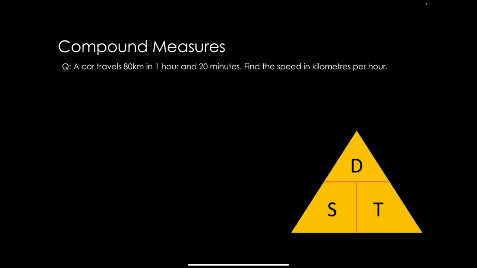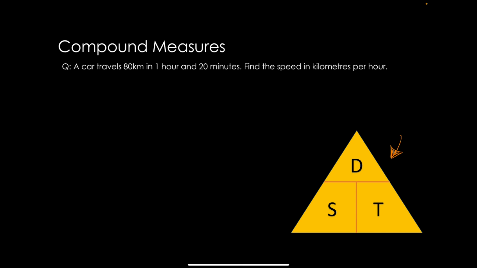Okay, let's have a look at another example. A car travels 80 kilometres in 1 hour and 20 minutes. Find the speed in kilometres per hour. Again, if you want to pause the video and have a go at that first, you can use your triangle now. And then press play for the answers.